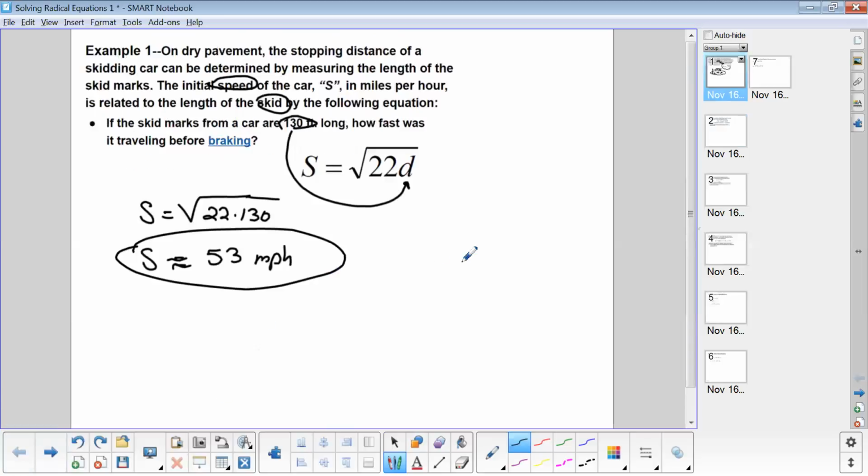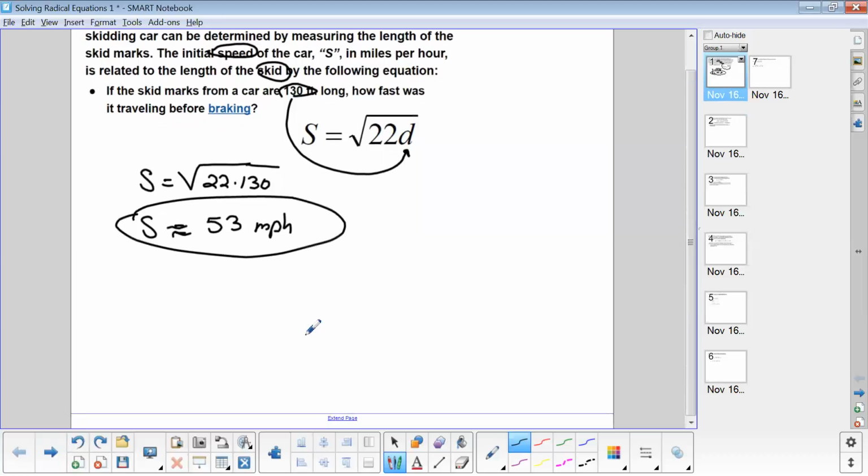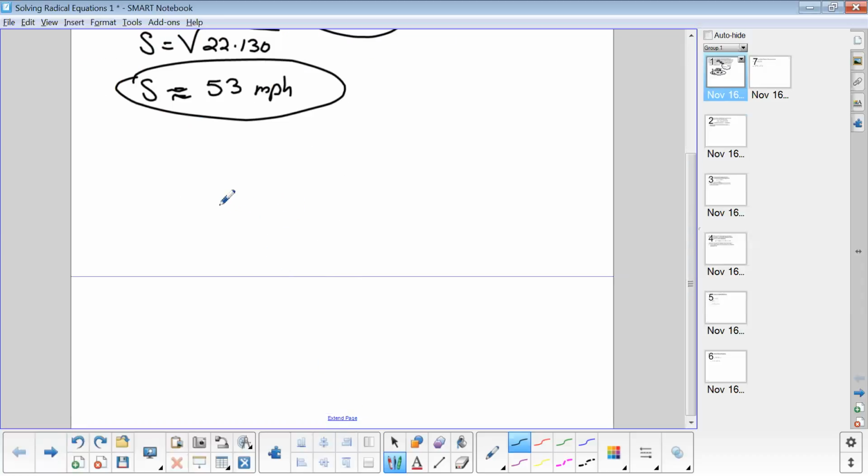A second example could be, what if I want to know the distance, but I'm given the speed? So let's say that, well, that was 53 miles an hour. So let's look at something that's a lot larger. Let's say somebody was going about 85 miles an hour and I just want to see, well, how long would that skid mark be? We're saying they're going 85 miles an hour before the skid mark. What would that look like?